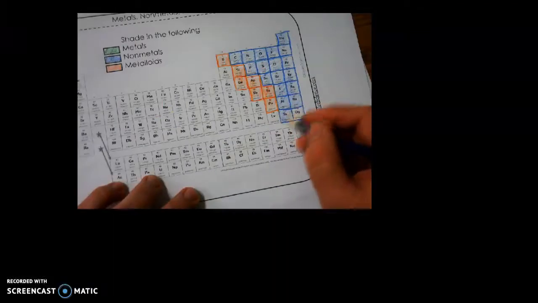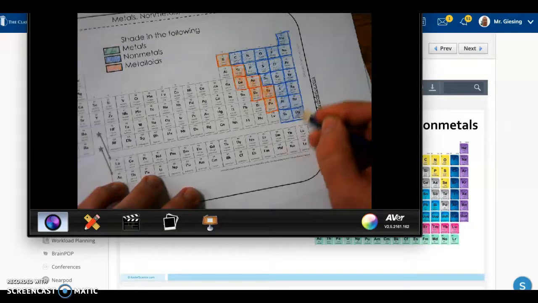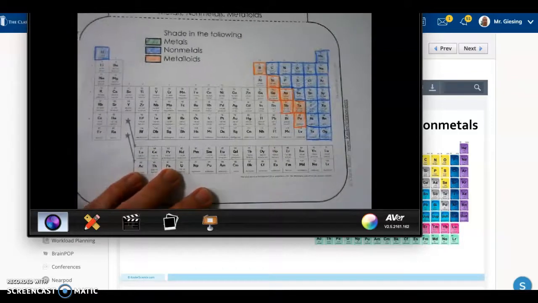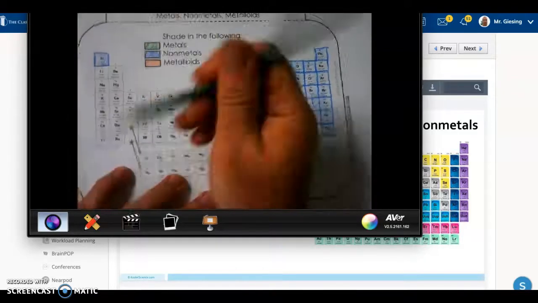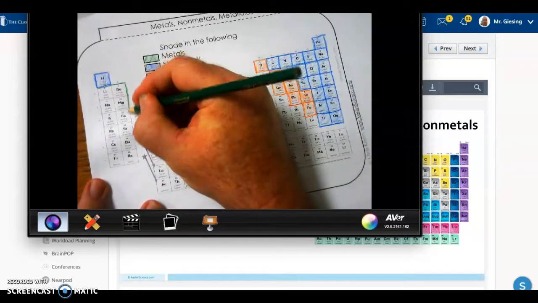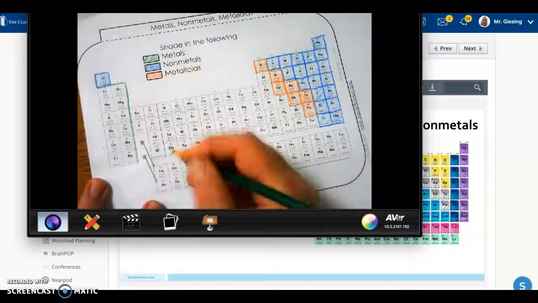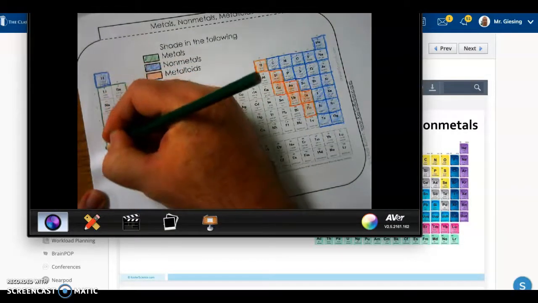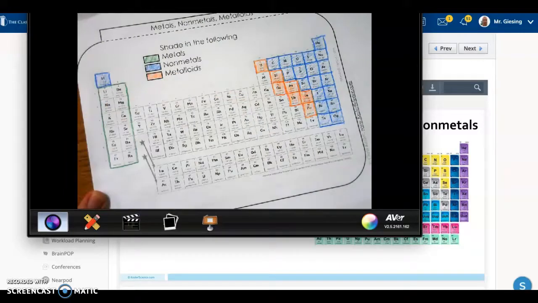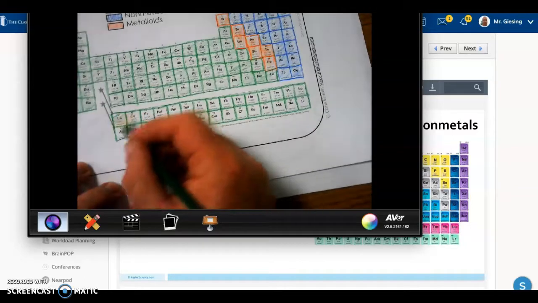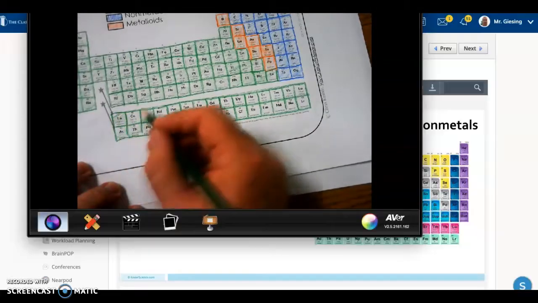And there, now we've finished up. We've got the metalloids done and the non-metals done, and everything else is a metal. So I can start in with the green. So I'm finishing up my metals now.